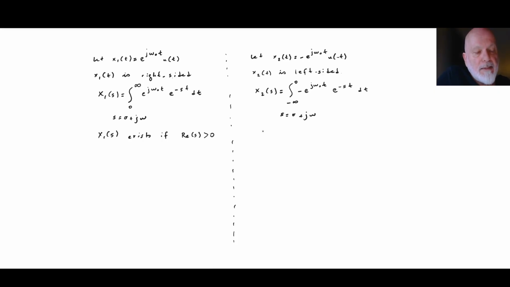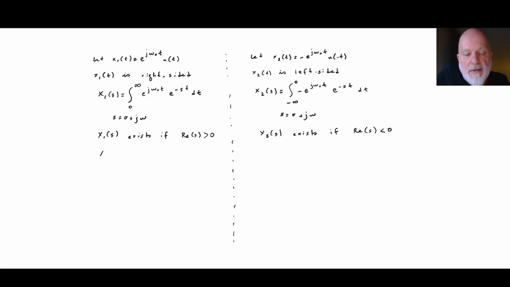And similarly, x2 of s exists if real part of s is negative. Because when the real part of s is negative, again we will have a decaying exponential in the interval from minus infinity to 0. When t tends to minus infinity, we have a decay behavior, and therefore, again, the integral will converge.